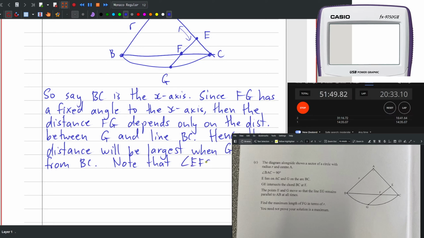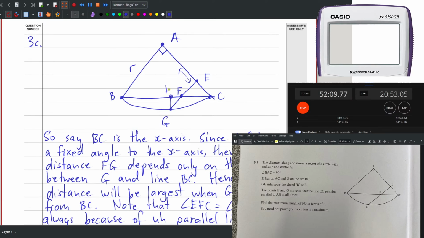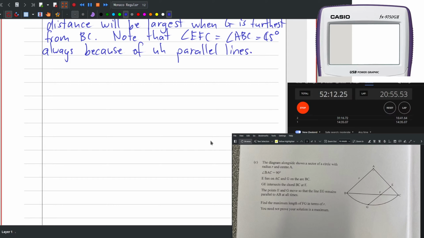Note that angle EFC, the angle ABC, is 45 degrees always because of parallel lines. Right, so if we drop a perpendicular from G down to H or something, then this is R, and so this is 45. This is 45 degrees as well.